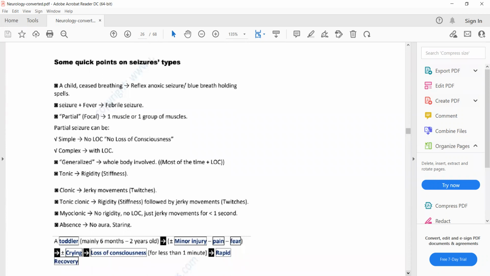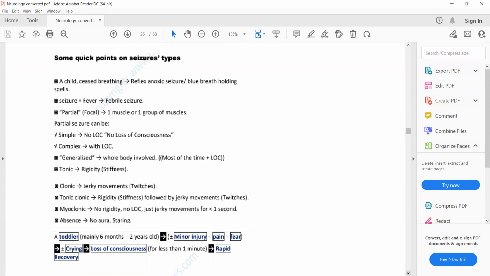Seizures can be partial or generalized. What are partial seizures? Partial seizures are also called focal seizures, as they involve one muscle or a group of muscles. Partial seizures can be simple or complex. If a person with partial seizure has loss of consciousness, then it is called complex partial seizure. And if there is no loss of consciousness, then it is called simple partial seizure.